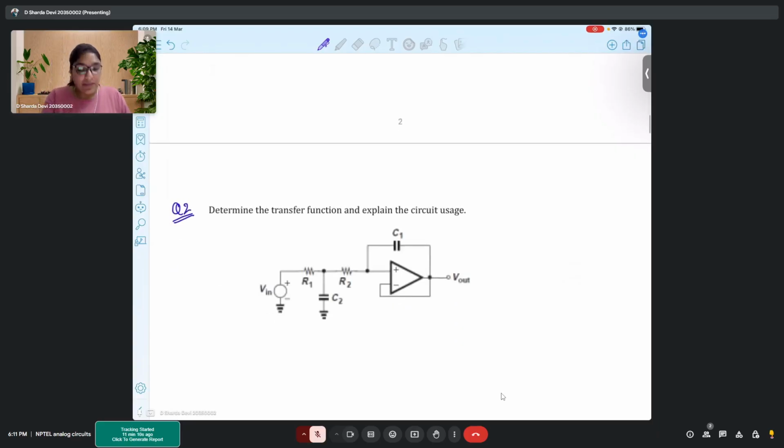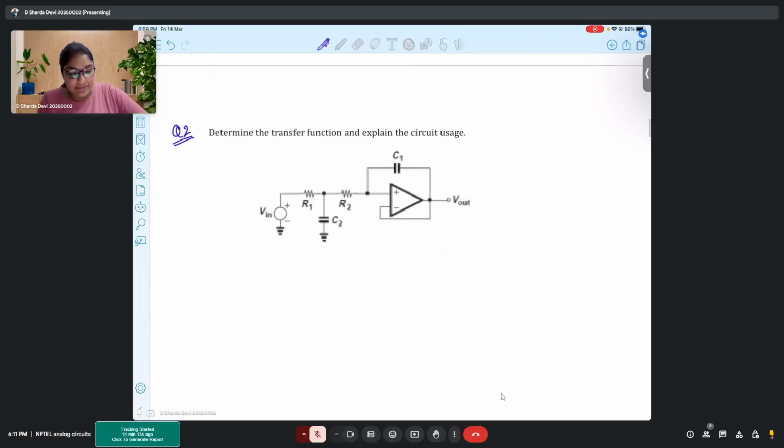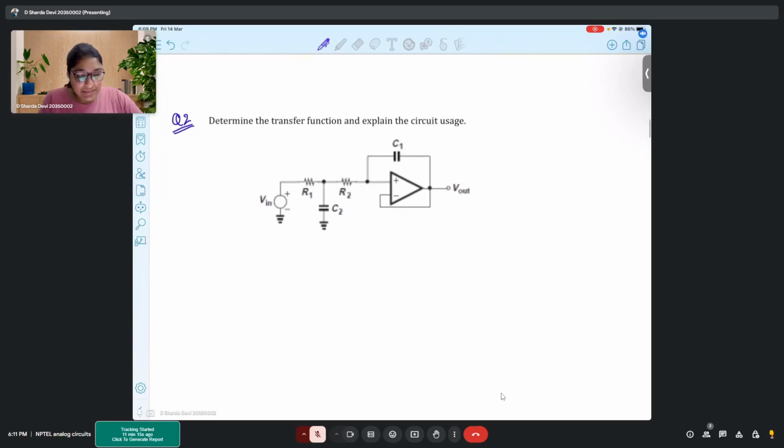In this problem, we are given a circuit. Now looking at the circuit, we might or might not decide what is the functionality of the circuit, right? The best idea to confirm the functionality of any given circuitry is through finding out the transfer function. So let's find the transfer function for this particular circuit. Here V out is directly connected to our inverting terminal. So here we would have V out.